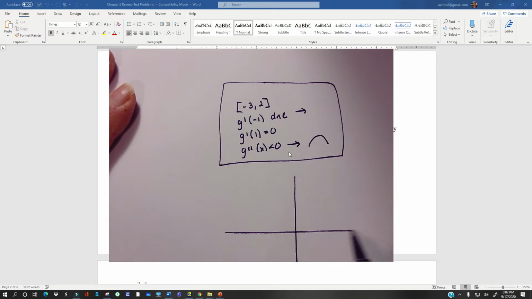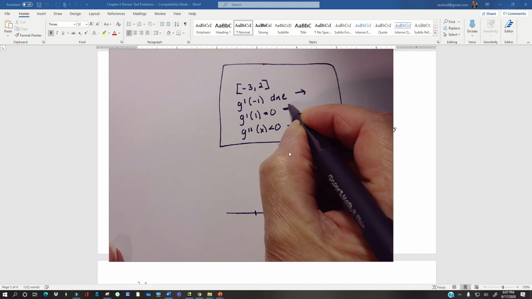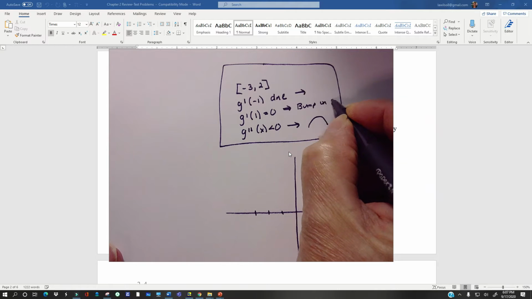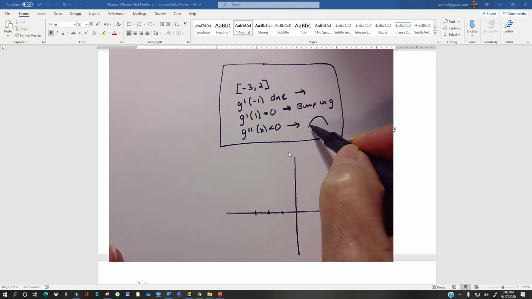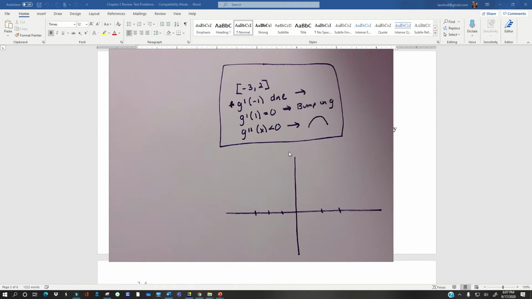So here's 1, 2, 3, 1, 2. Okay, there's my window. All right, and what I know is that g prime of -1 does not exist, and that g prime of 1 is equal to 0. So what this implies to me is that I'm going to have a bump on the graph of g. This implies that my graph of g is going to be concave down. And this one is telling me that at -1, the derivative is not going to exist.